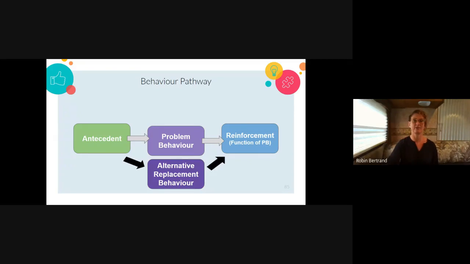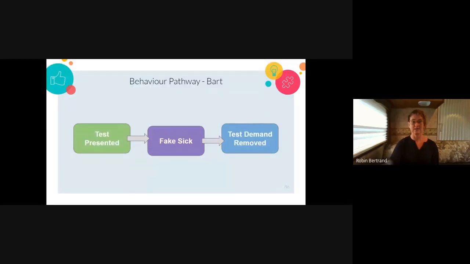Let's look at an example. So here's the alternate replacement behavior leading to the reinforcement in our behavior pathway. Do you remember the clip of Bart Simpson from Module 3? Remember the little video clips we looked at to try and guess the function? Bart was presented with a test, and usually when he was presented with a test, he quickly pretended to be sick and got out of writing the test because he left the classroom or went home. We hypothesized that Bart's faking sick behavior probably served an escape function.